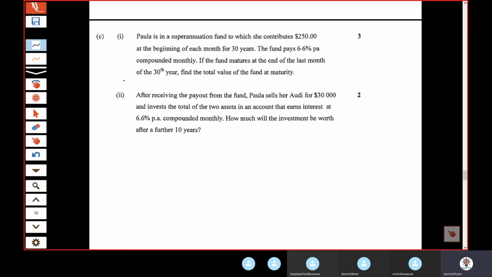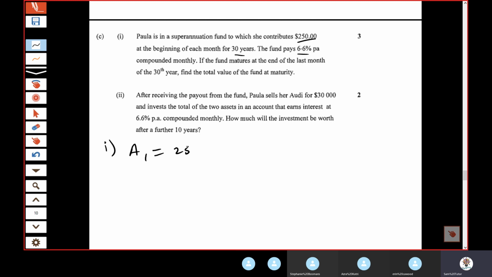Paula is in a superannuation fund to which she contributes $250 at the beginning of each month for 30 years. The fund pays 6.6% per annum compounded monthly. If the fund matures at the end of the last month of the 30th year, find the fund's total value. Okay, it seems okay. I thought it was going to be harder.